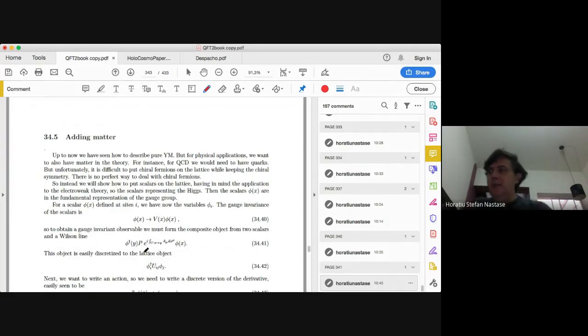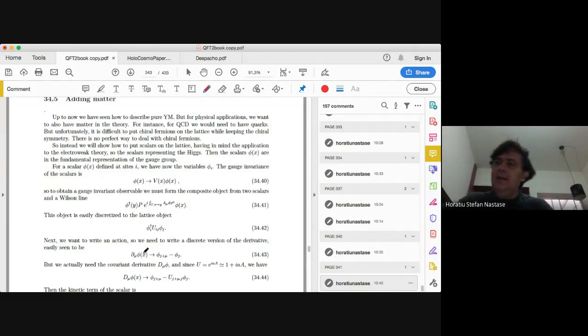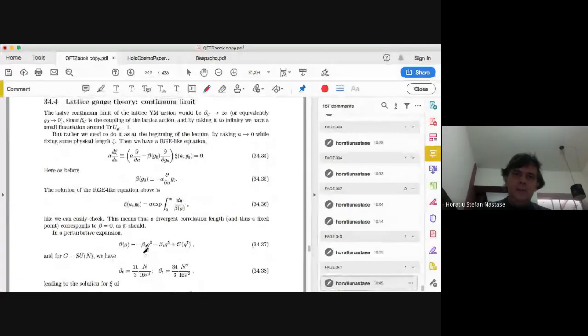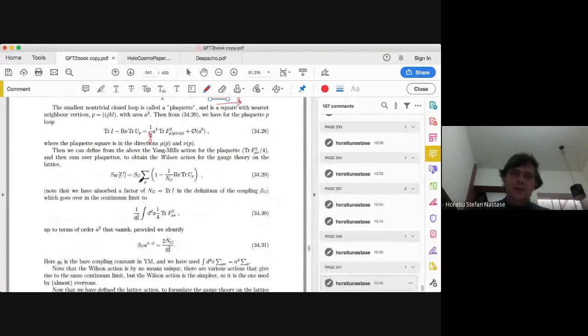Finally, let's consider adding matter. So up to now, I described for you just the pure gauge theory, Yang-Mills theory, so the Wilson action. The Wilson action was the action for the gauge field for the gauge group SU(N).